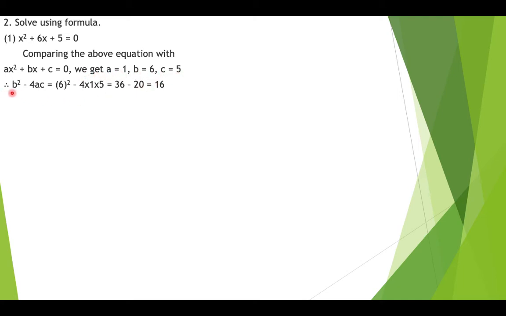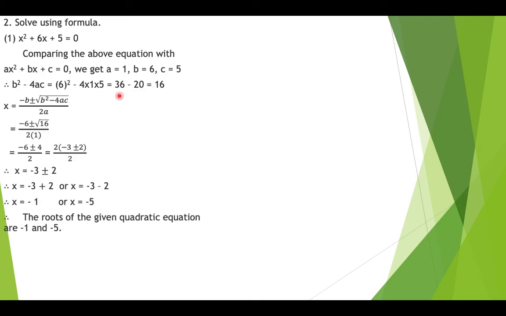Therefore we are getting b square minus 4ac. The root term, that is b square minus 4ac, is equal to, since b is equal to 6, 6 square minus 4 into 1 into 5, is equal to 6 square is 36 minus 20, is equal to 16. So we are going to get b square minus 4ac is equal to 16. Now we have to put this term into our formula, that is x is equal to minus b plus or minus root of b square minus 4ac upon 2a.